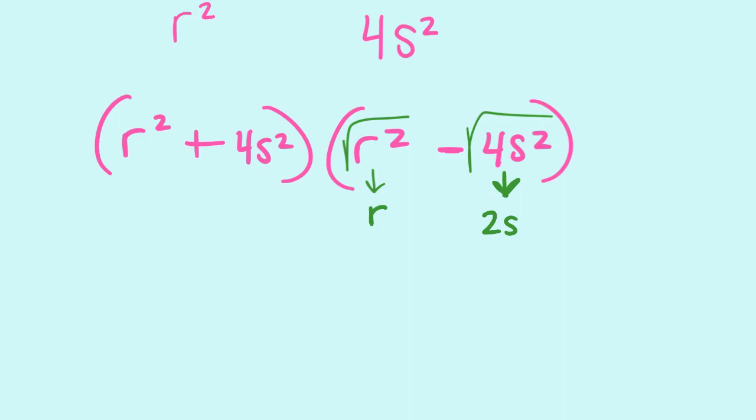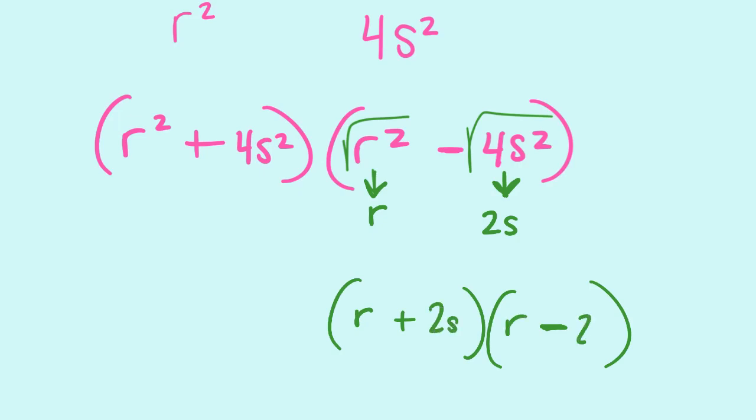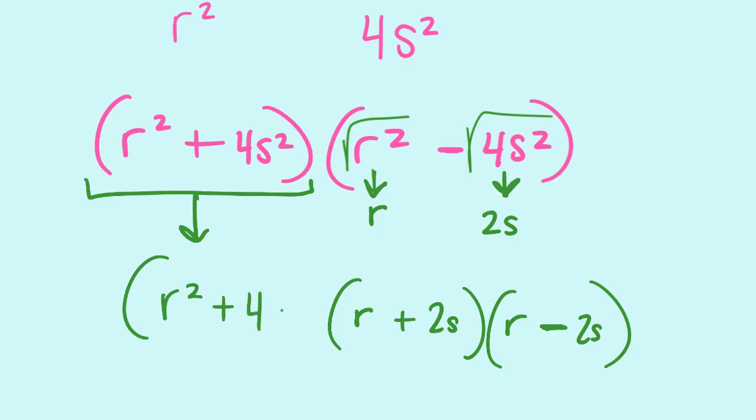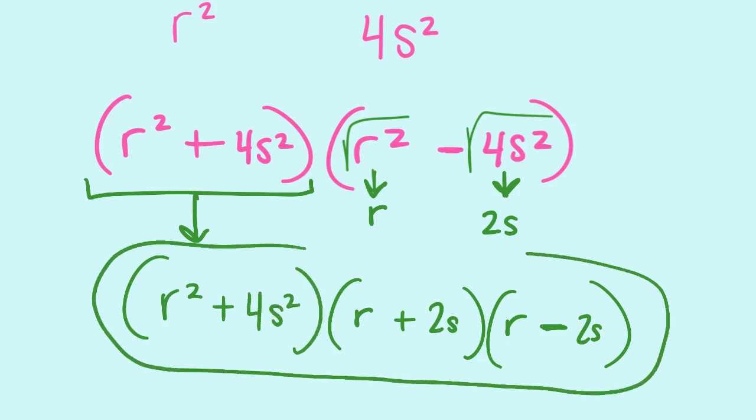Since I could take the square roots, I need to write this out as 2 factors, just like we normally would. So plus, minus, oops, this would be a minus. And then we would have r and 2s, r and 2s. And then this first one, the one we couldn't do anything with, we're just going to bring that down: r squared plus 4s squared. And this would be our final answer here, all 3 of those.